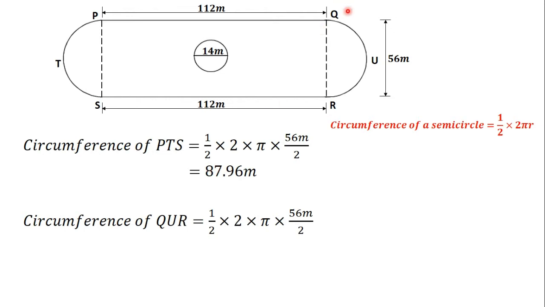The circumference of QUR will also be the same thing. So half times 2 times pi times 56 meters divided by 2. And that will also give us 87.96 meters. So the circumference of PTS is 87.96 meters. And the circumference of QUR is also 87.96 meters.